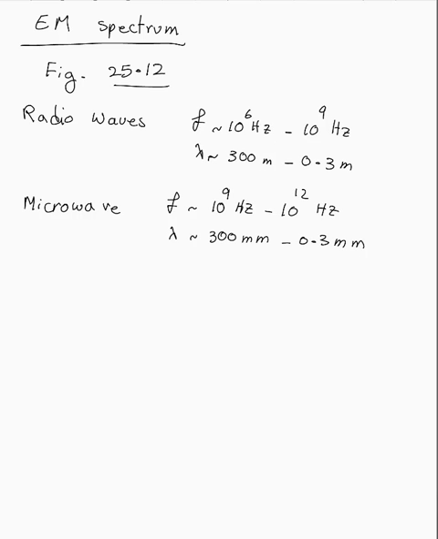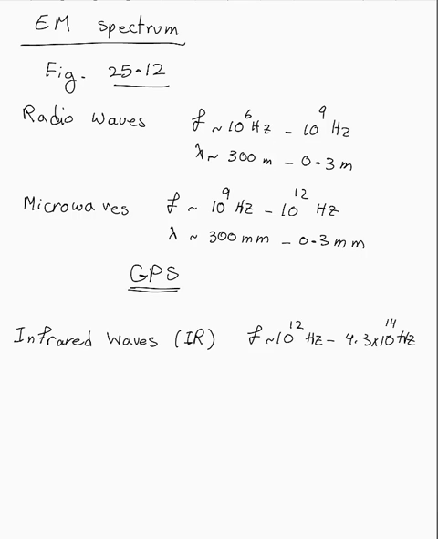Waves in this frequency range are used to carry telephone conversations, to operate the global positioning system, which is GPS, and to cook our food. Of course, we have all used microwaves in our homes. So what is important here is that GPS waves fall in this category.